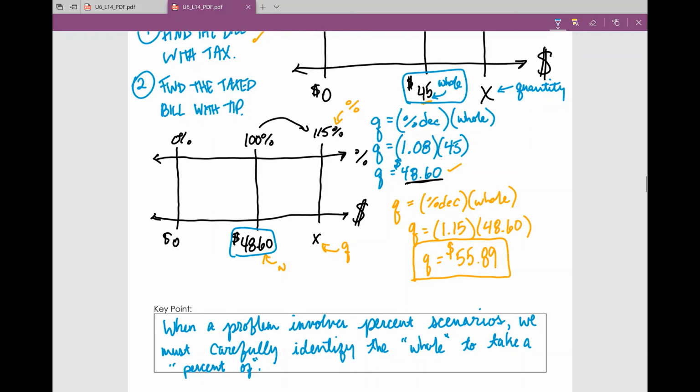And now that we have this key point, we can move on to the interaction with new material.